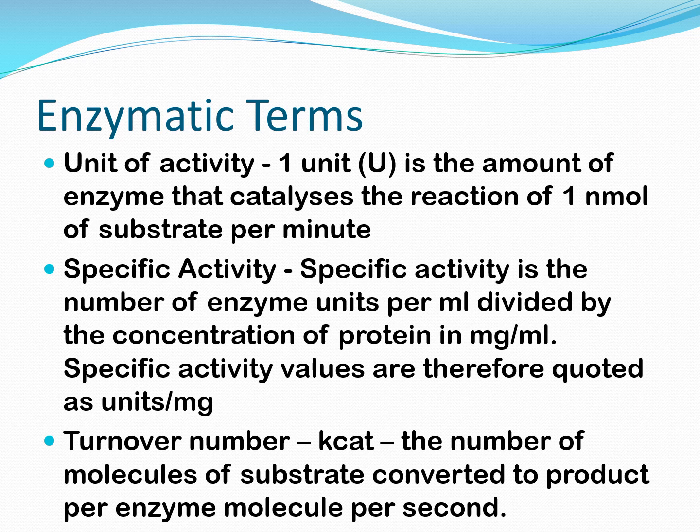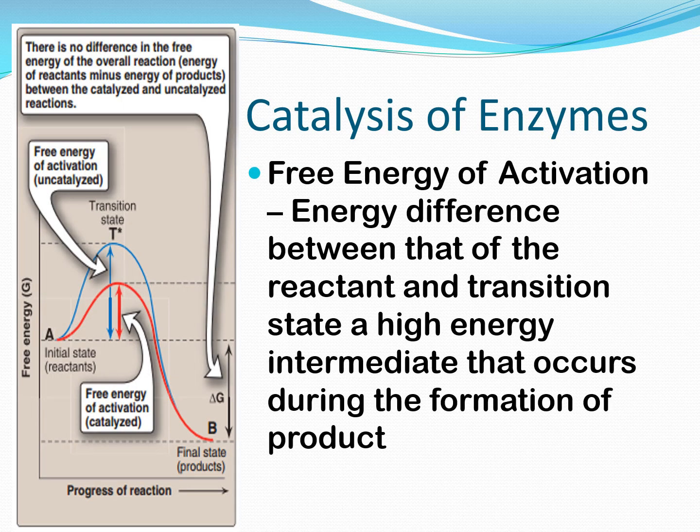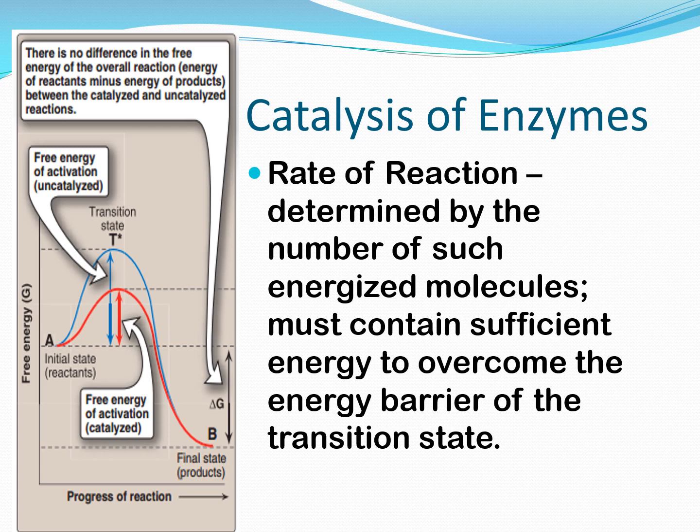And the turnover number, this is your kcat, the number of molecules of substrate converted to product per enzyme molecule per second. For the catalysis of enzymes, we first define free energy of activation. This is the energy difference between that of the reactant and transition state, a high energy intermediate that occurs during the formation of a product. The rate of reaction is then determined by the number of such energized molecules, and they must contain sufficient energy to overcome the energy barrier of the transition state.